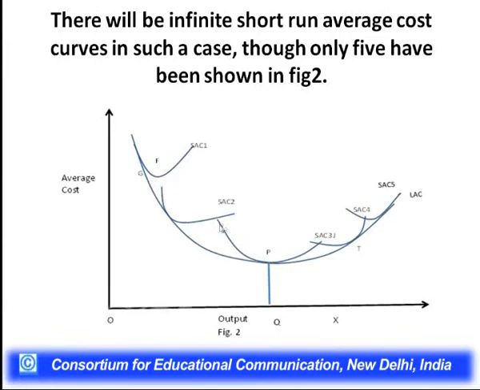Here again in SAC2 the tangency point comes earlier and the minimum point comes later on. And to the right of the minimum of LAC, this side, what happens? Here the tangency point comes later on and the minimum point comes earlier. So there is over optimum use of the plant.